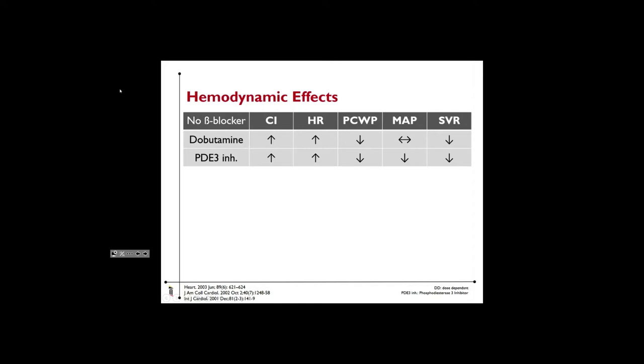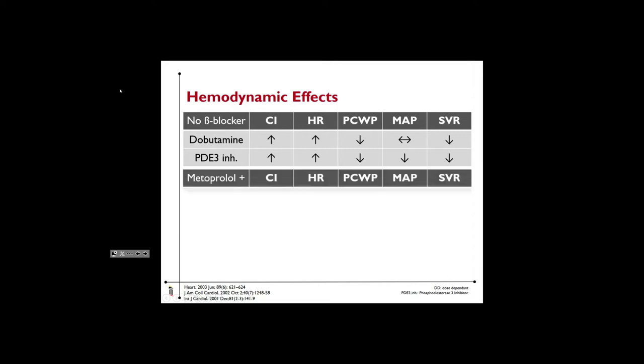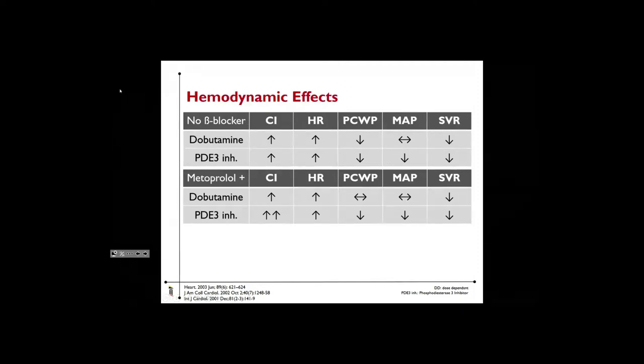So normally when we give somebody an inotrope, either dobutamine or a phosphodiesterase 3 inhibitor such as milrinone, this is kind of some of the effects that we have on our hemodynamics. When we add metoprolol, there is a bit of a different effect, some key differences that happen.